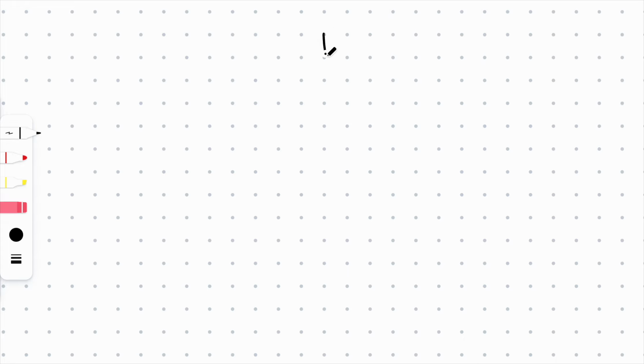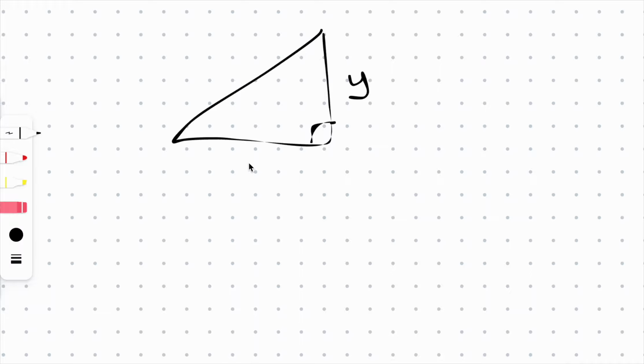I'm just going to talk about trig ratios. So I'm going to draw this triangle. This is a right triangle. So I have a right angle here. And I'm going to say this leg has length y, and this leg has length x. Then our hypotenuse has length r, okay?